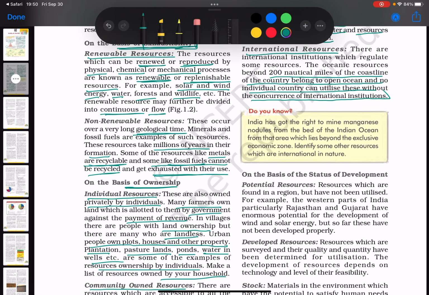Now, this is just something for you to know: India has the right to mine manganese nodules from the bed of the Indian Ocean, from that area which lies beyond the exclusive economic zone. You might want to identify some other resources which are international in nature. Do a Google search and you will get it.